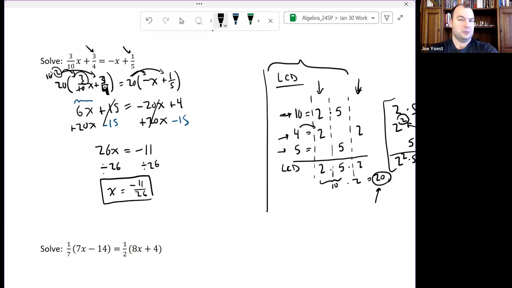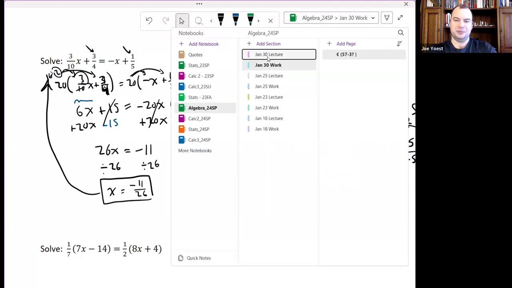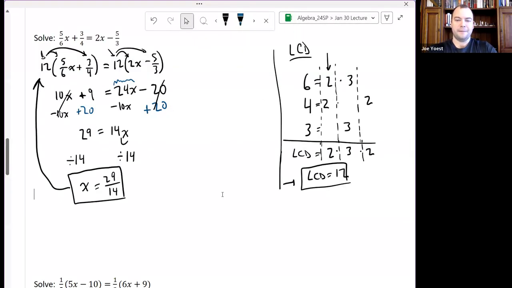I see that 11 is a prime number, and 26 is not a multiple of 11, so there'll be no common factors between numerator and denominator. I would ideally want to go back and check, plug in, simplify, make sure both sides match. And this would be my solution, negative 11/26. Not the prettiest solution in the world. It's kind of a crazy fraction, but that is what it is.